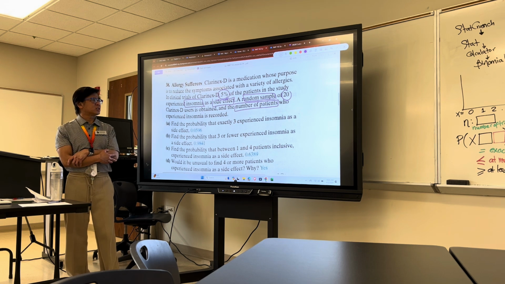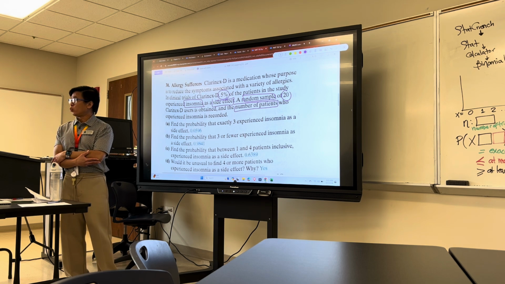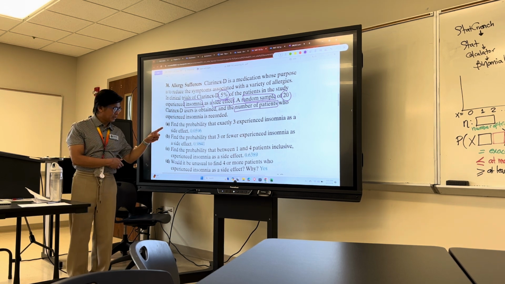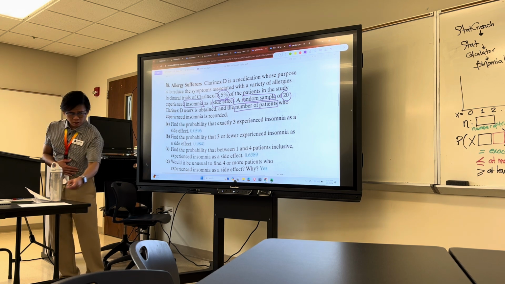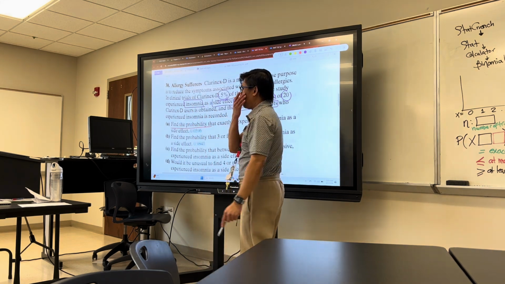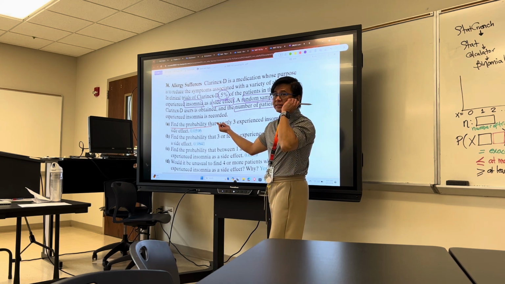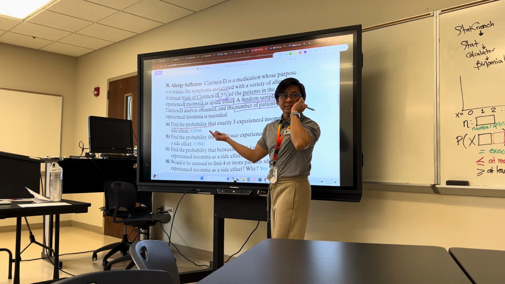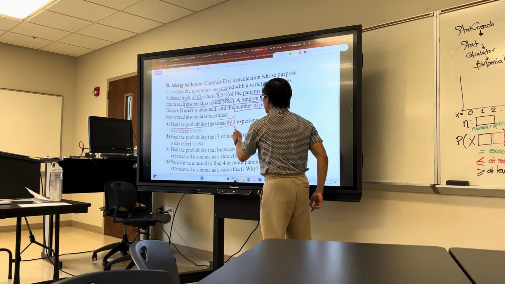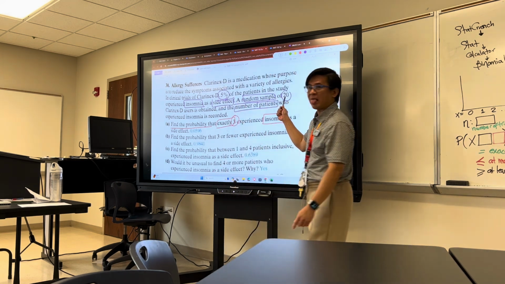Again, in here, it was used for a random sample of 20. Okay. Let us read letter A and how we can work on that one. Brett, go ahead, please. Find the probability that exactly 3 experienced insomnia as a side effect. All right, so find the probability or the chance that the word is what? Exactly. Not at least, not at most, not in between, but exactly. So exactly 3 have experienced insomnia as a side effect. Out of how many? 20.